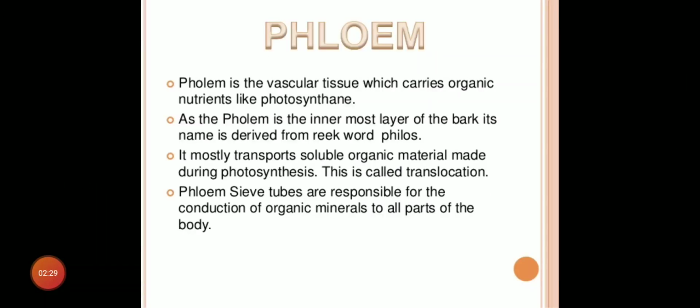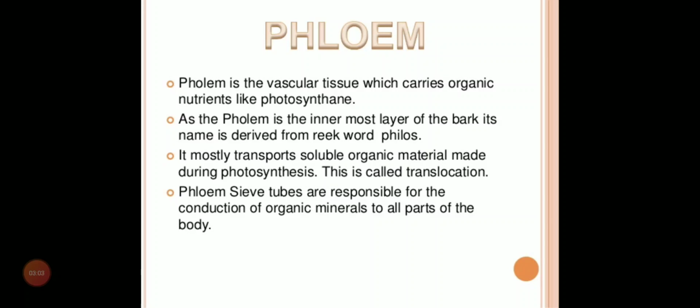Now comes phloem. Phloem is the vascular tissue which carries organic nutrients like photosynthate. These organic nutrients are very important for the growth and development of the plant. Phloem is found in the innermost layer of the bark, and its name is derived from the Greek word phloios. We all know which part of the tree is known as bark, and the inner layers of that bark contain phloem tissue, which is mostly responsible for the transportation of organic material formed during photosynthesis.